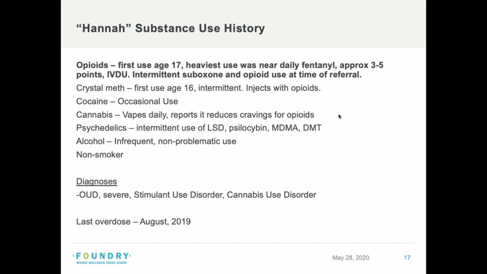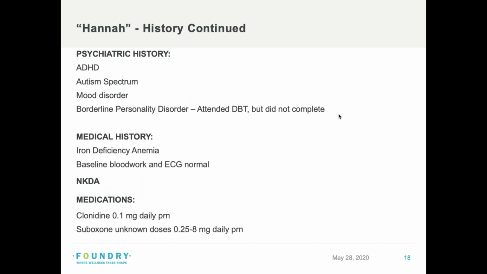So her diagnoses in terms of substance use are severe opioid use disorder, stimulant use disorder, and cannabis use disorder, and her most recent overdose was in August 2019. So a little bit further history. She also has a history of ADHD, and she's on the autism spectrum. She has a mood disorder, and she also has borderline personality disorder.